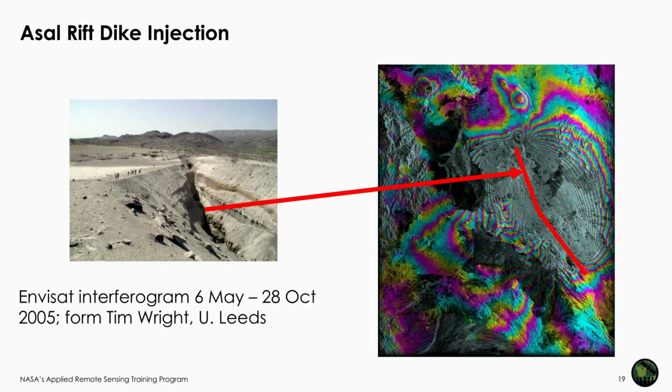This red line here shows the location of where the dike was injected, and this field photo shows how, as the dike intruded into the upper part of the crust, it pushed the sides apart and caused a big collapse. There was a similar dike injection in Hawaii just in May of this year on what they call the lower east rift zone of Kilauea. And in that case, the ground surface was pushed apart by about 4 meters that we measured from SAR Interferometry.